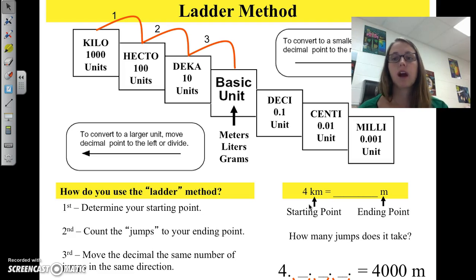We're going to continue to practice this tomorrow. So what I would like you to do in your science notebook for your notes is make sure that you've copied down this little ladder right here, okay, and definitely the method that you're going to use in order to convert. All right? Thank you very much.